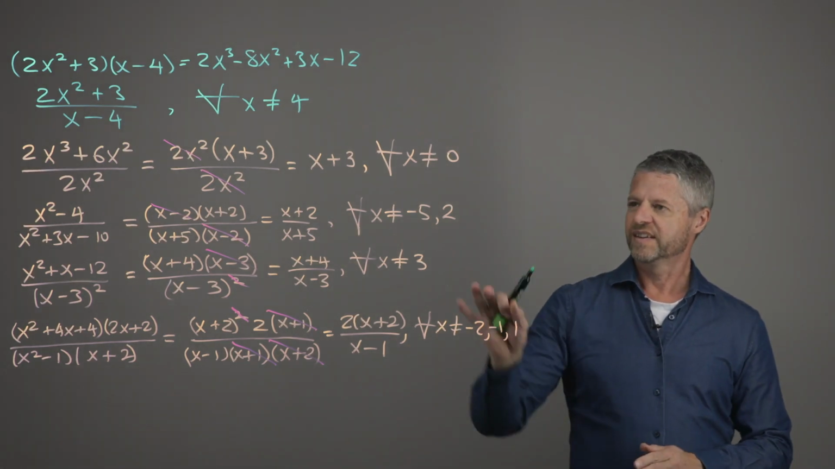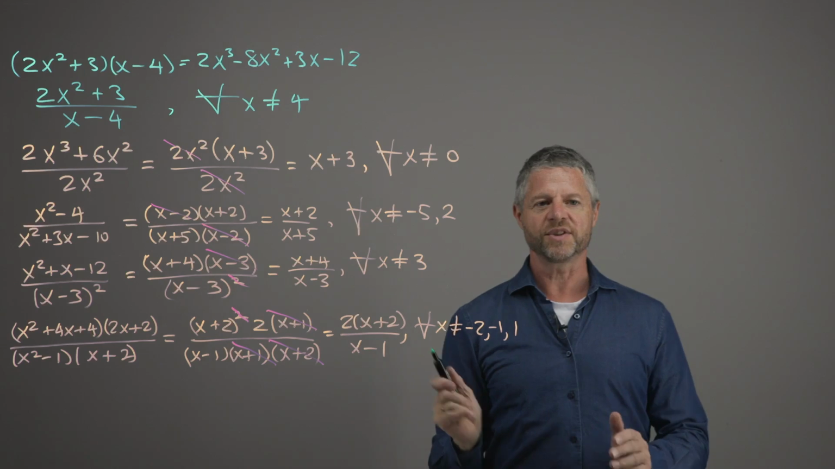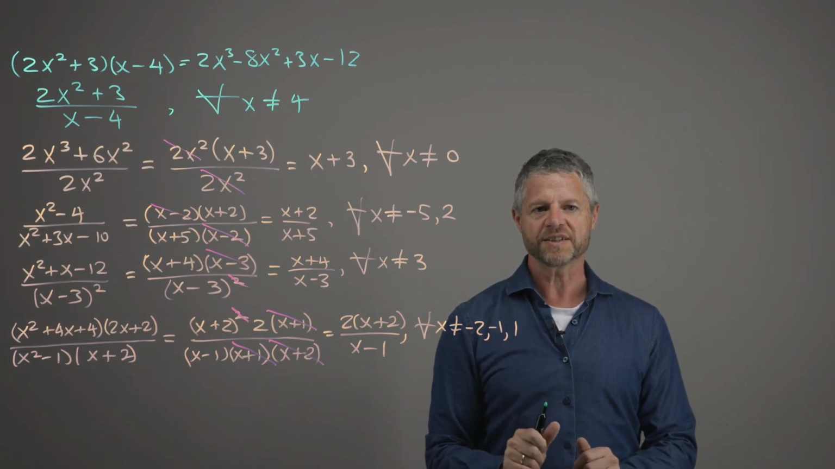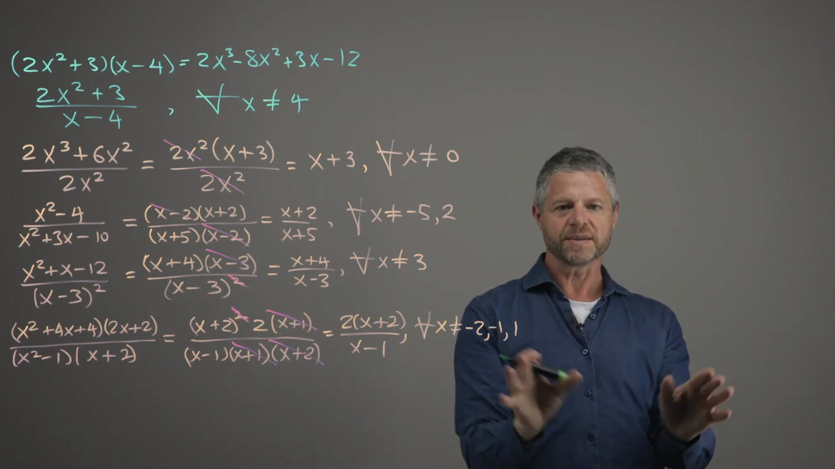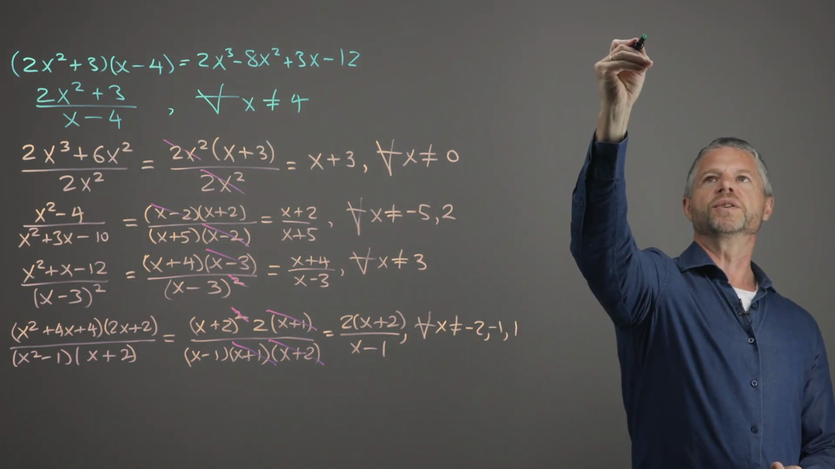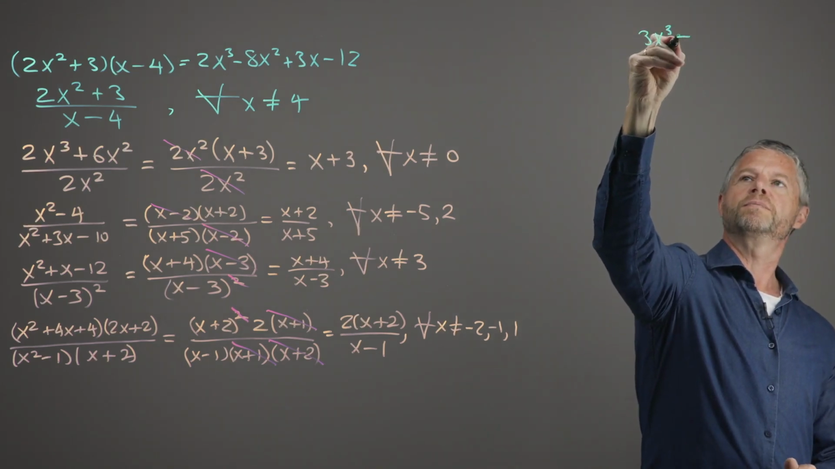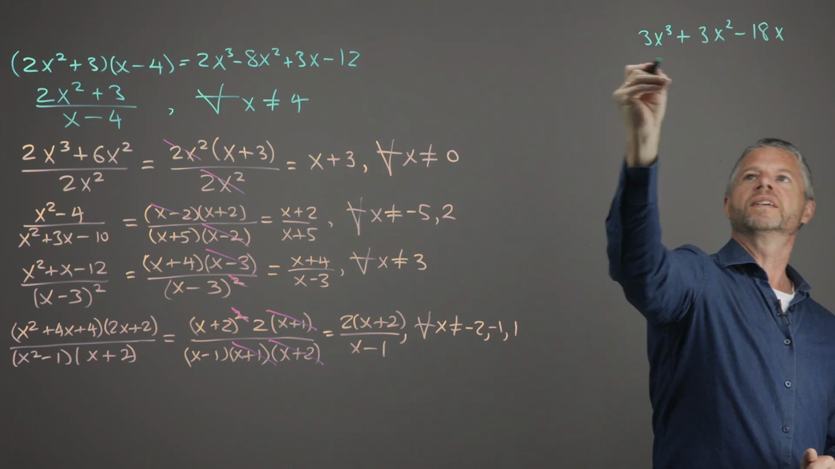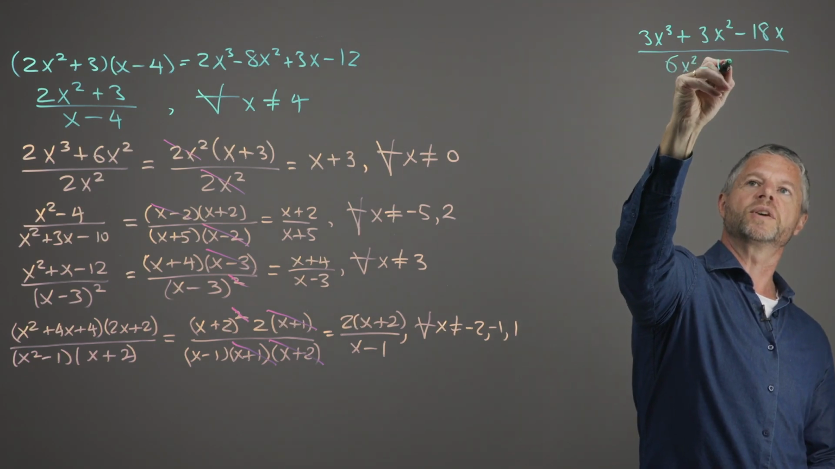So thinking about the ways that we've done this, pause the video at this point and see if you can work through the next two problems by yourself, and then restart the video and see if you get the same answers. So what we're trying to do is take a rational expression and simplify it by using factoring. So the first one, let's do 3x cubed plus 3x squared minus 18x, and we'll divide that by 6x squared minus 12x.